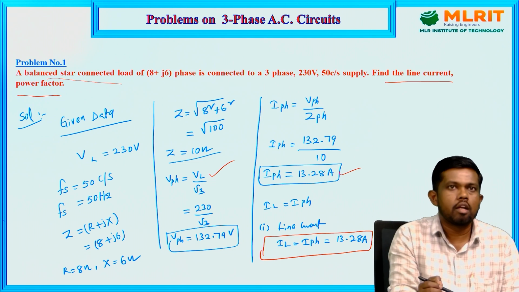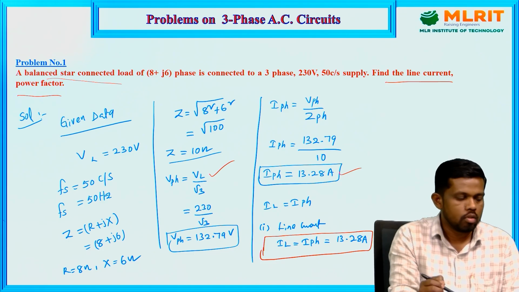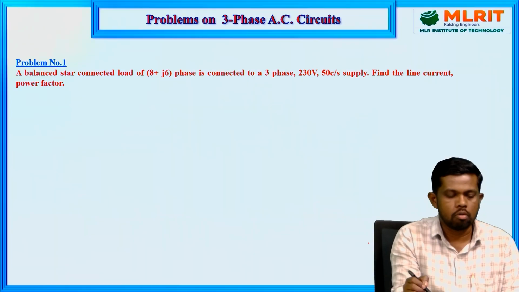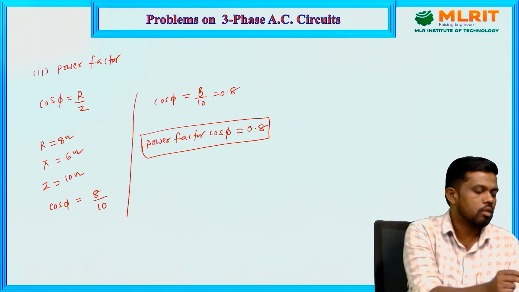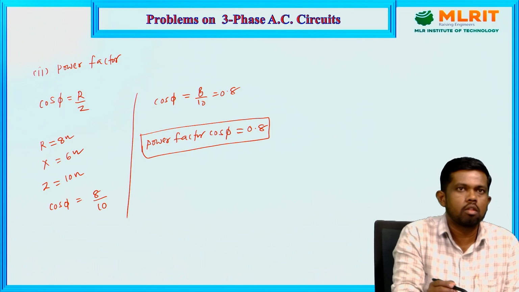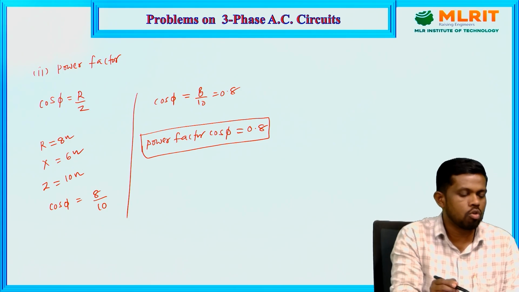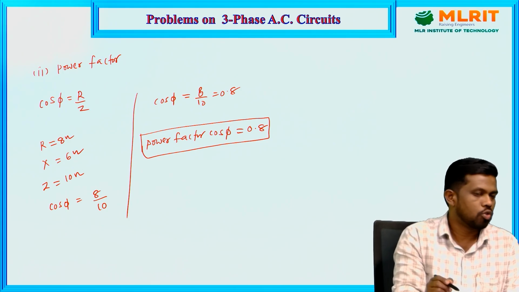So in a star connected balanced network, the line and phase currents are both equal. So IL and IPH equal to 13.2. Then the second question in the first problem is the power factor of the network. The power factor cos phi is the ratio of the resistance to impedance. Based on that we got cos phi equal to 0.8. So this is the end of the whole first question.